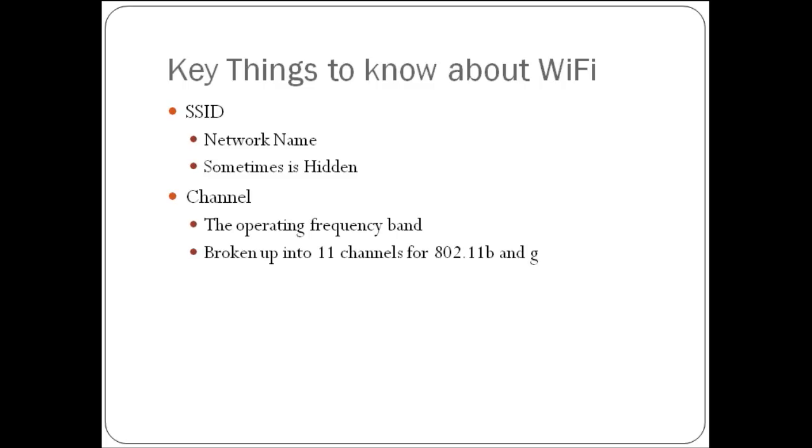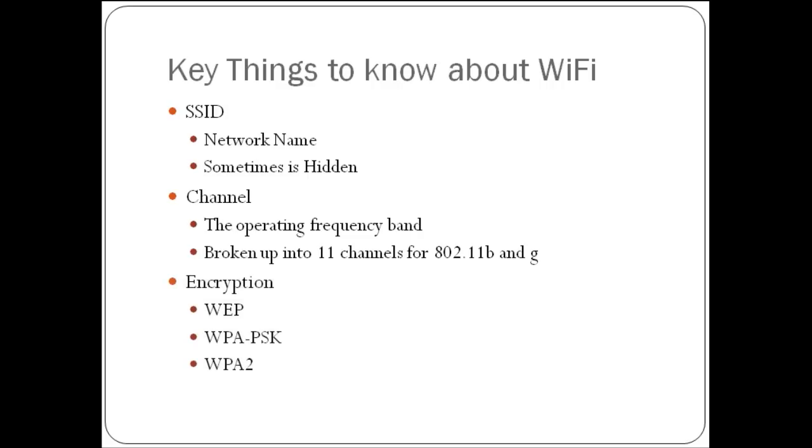Next, your router and your Wi-Fi network has something called a channel. The operating frequency band for Wi-Fi is typically in the 2.4 gigahertz frequency band. The channel is where your router fits in. There are 11 operating channels in that 2.4 gigahertz frequency band for 802.11b and 802.11g.